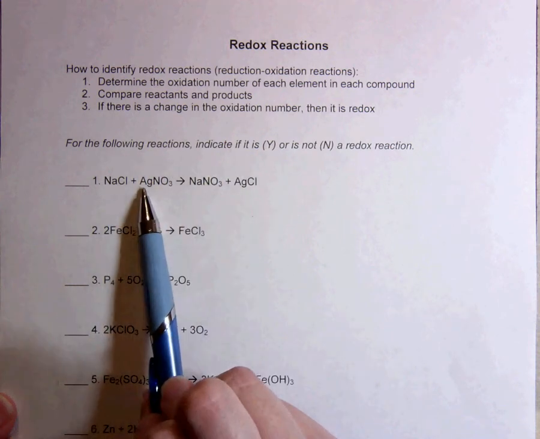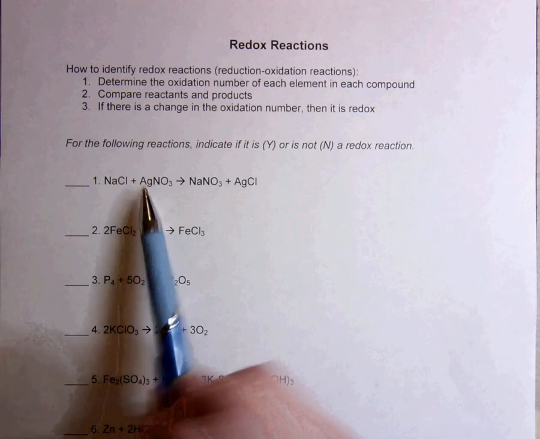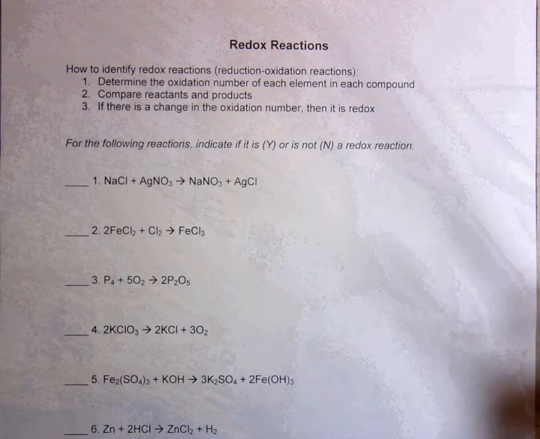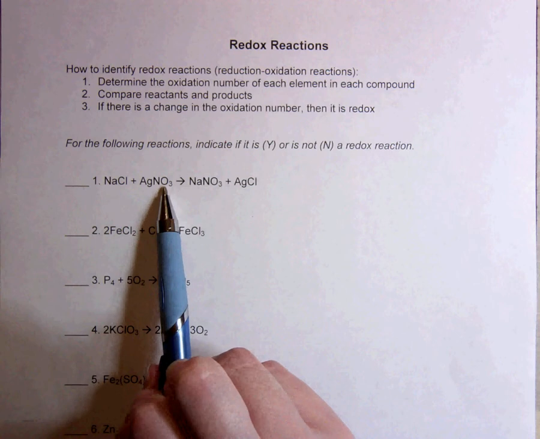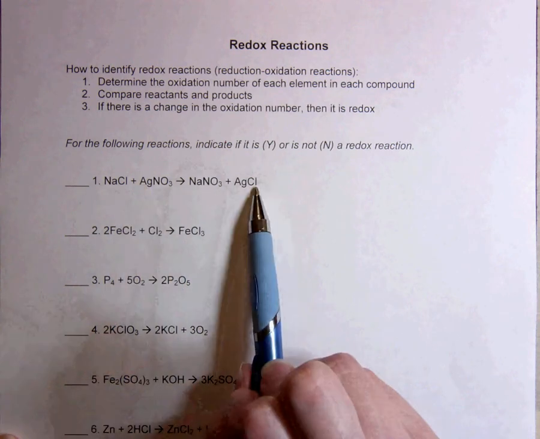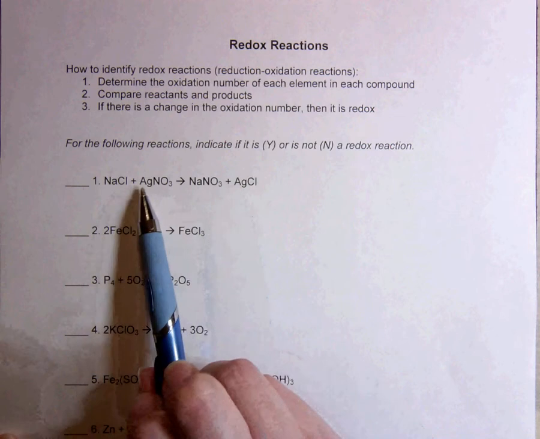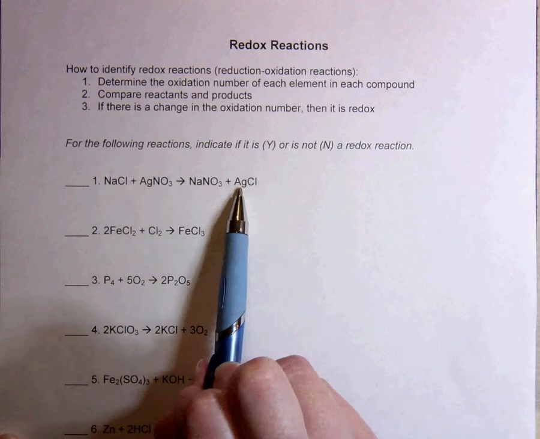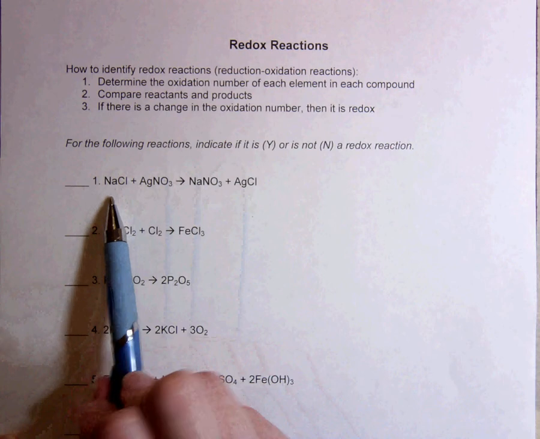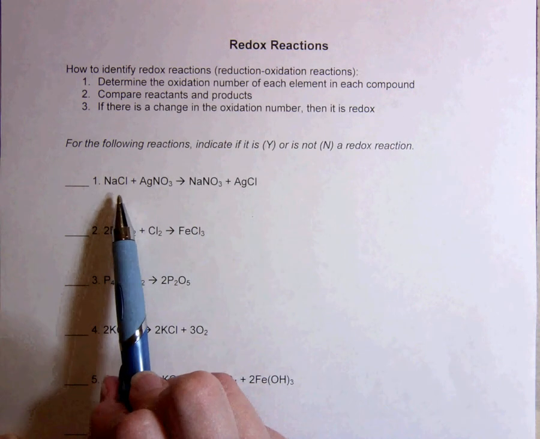And then Ag is silver right here, and it's a transition element, so I'm just going to look at the charge of what it's bonded with to know its charge. -1 would bond with a +1, so I know it's a +1 charge in both places. Now, rather than go through all those steps, I'm going to show you the cheater's way.